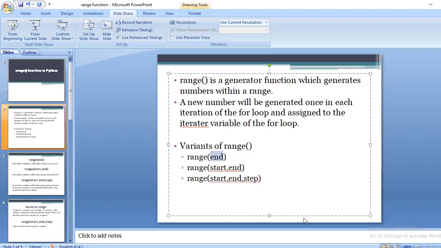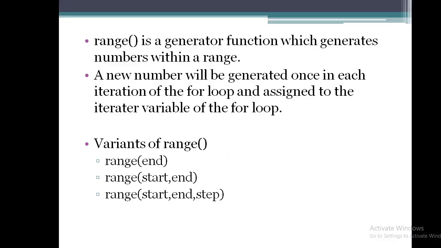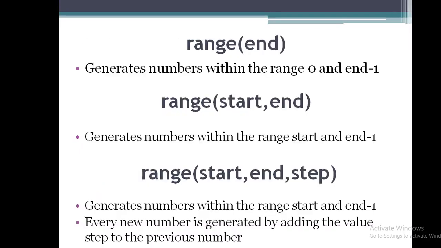Now let us move to the second variant of range. The first variant of range is range of end, and it generates numbers from 0 to end minus 1. That means if you are providing 10, it will print the numbers from 0 till 9.